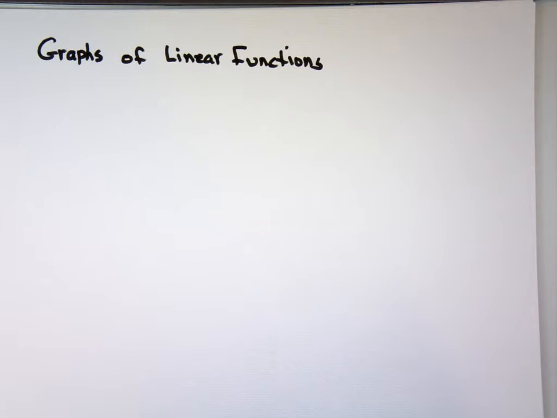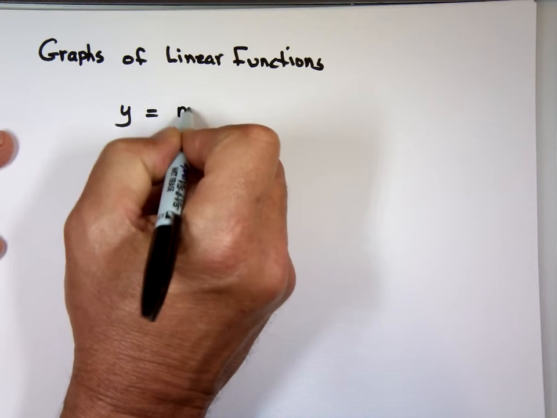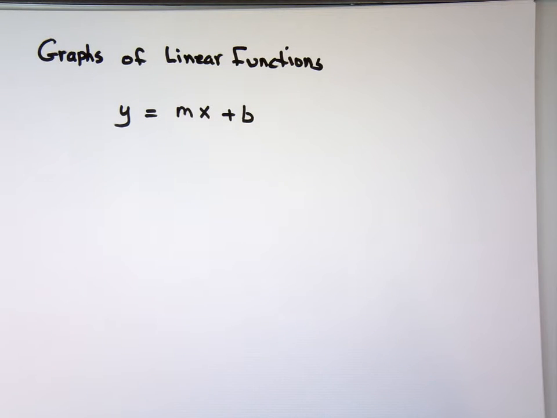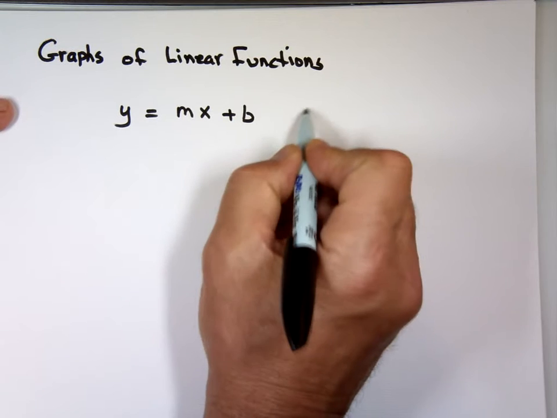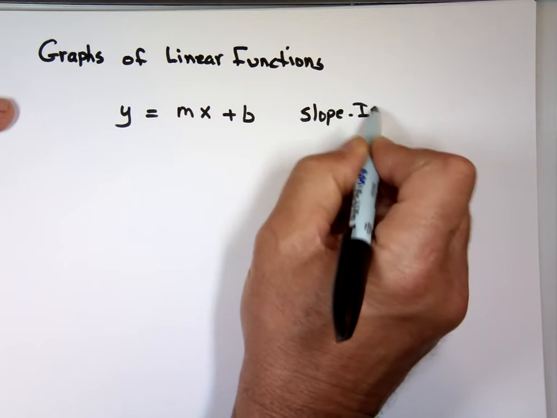Now, before I start graphing, the standard form for a linear function is called y equals mx plus b. That form has a name, by the way. Anyone know what that form is called? Slope what? Intercept form. Yep.